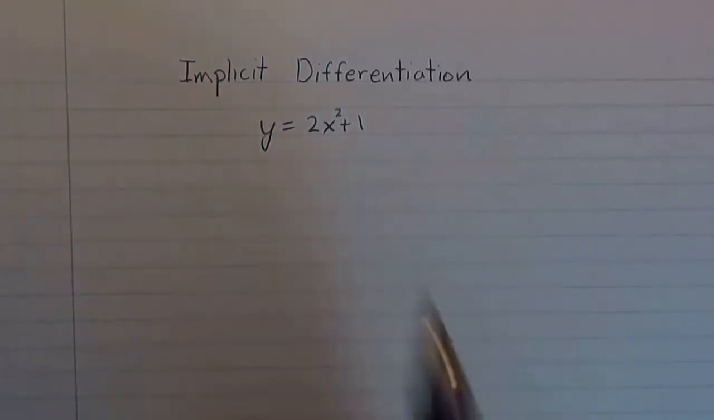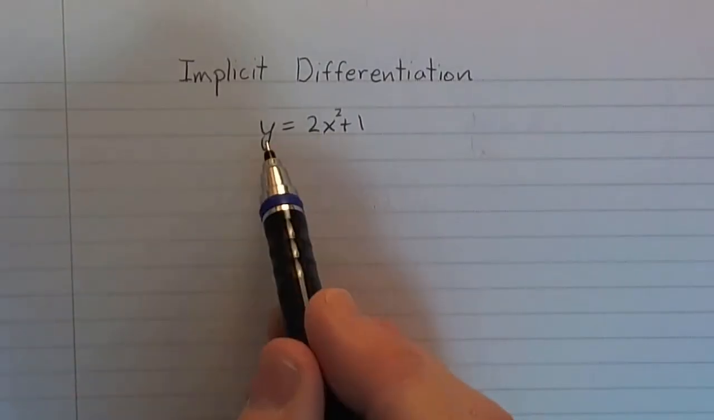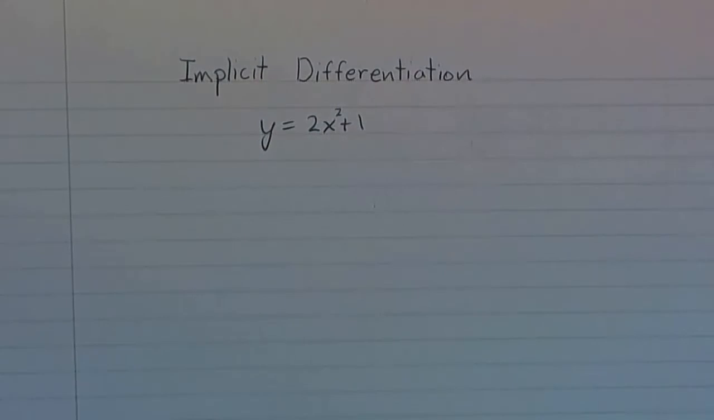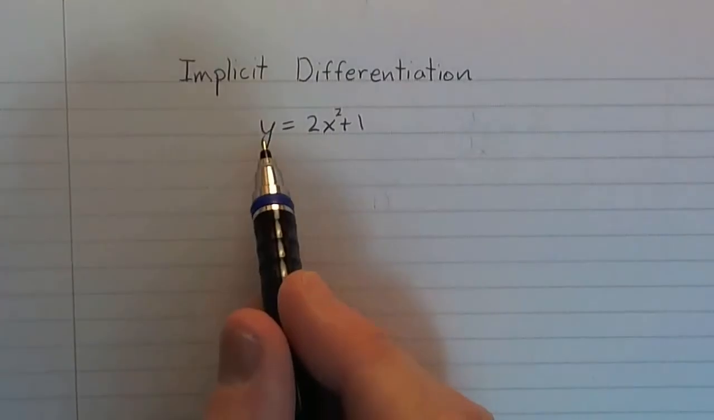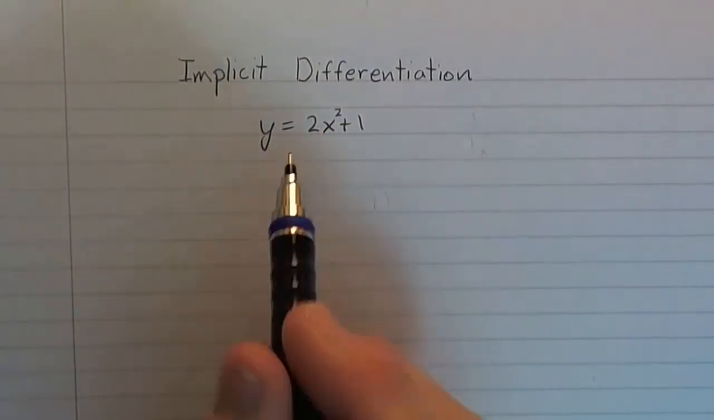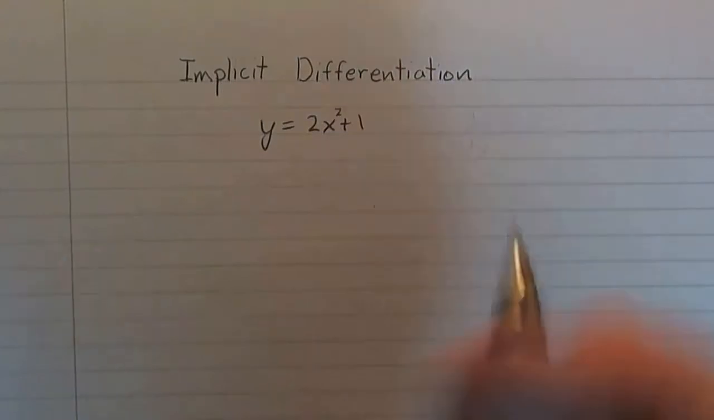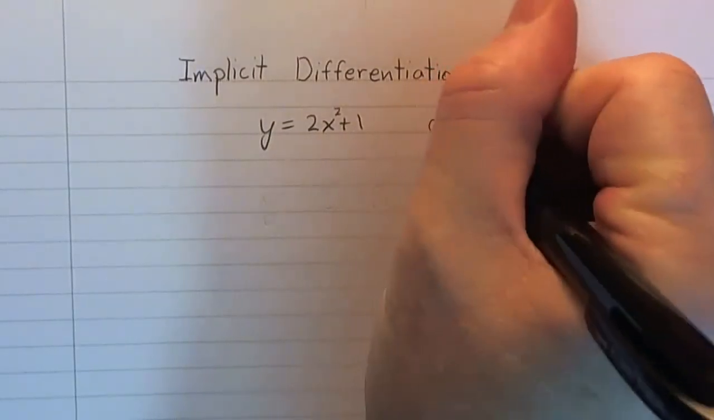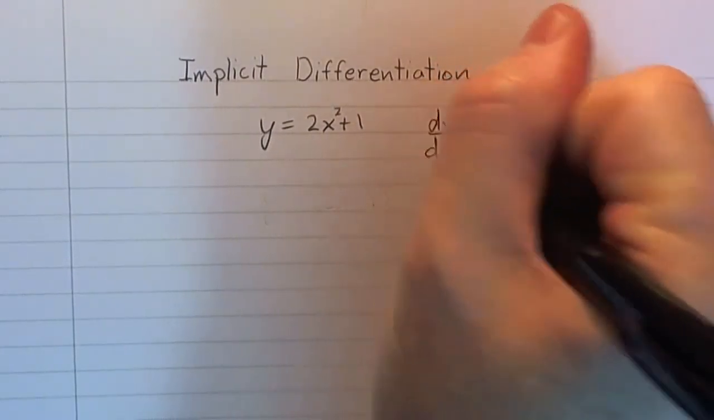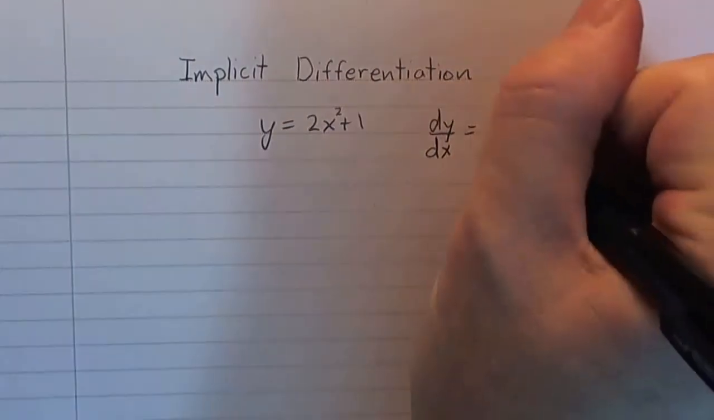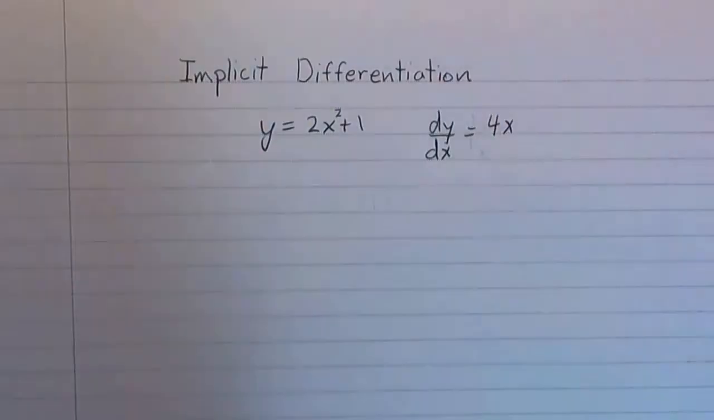Let's suppose that we have this function here, y equals 2x squared plus 1. Now notice, y is explicitly defined in terms of x. In other words, you've just got y equals. And if you want to get the derivative, that's no problem. You know, dy/dx, this is a simple one for us to differentiate. That's just going to be 4x. No worries.